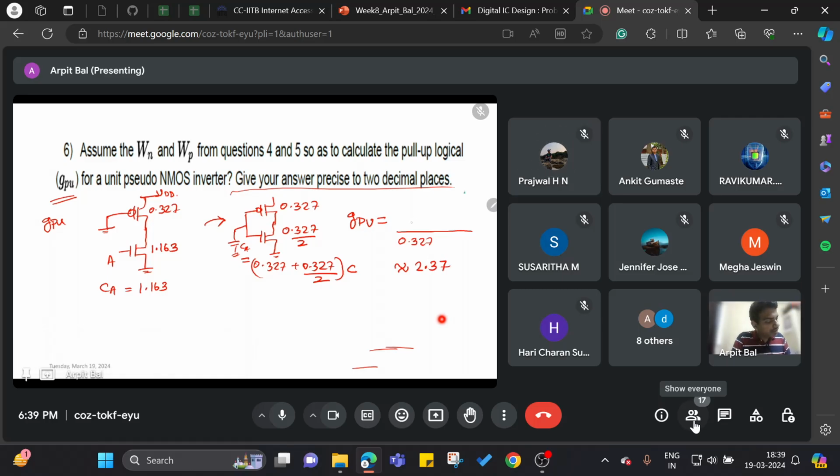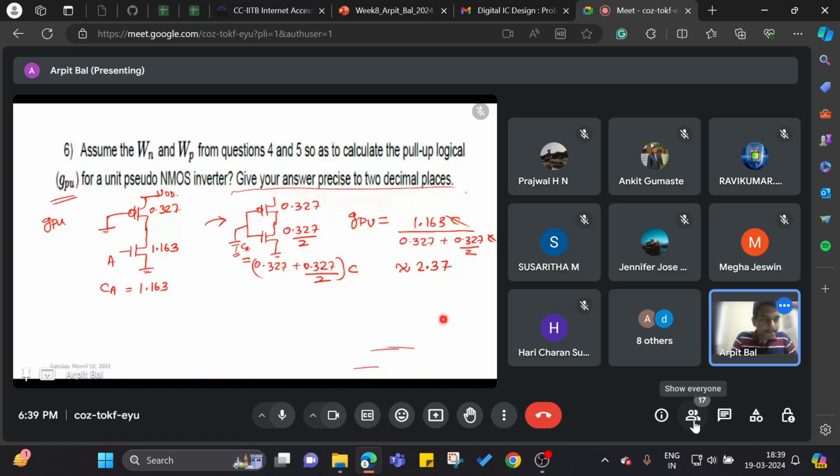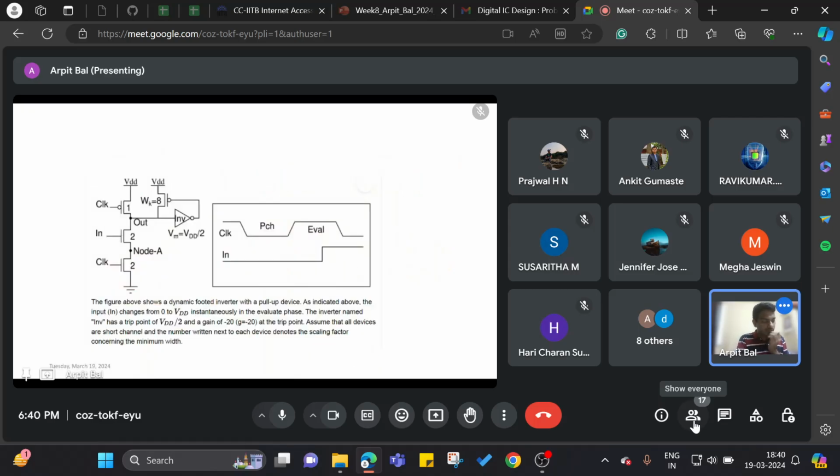Okay. So 0.327 by 2, and this is 1.163C. So the C will get cancelled and you will be left with 2.37. Okay, so is everyone clear with this question, or is there a doubt? Okay, so moving on to the next question.